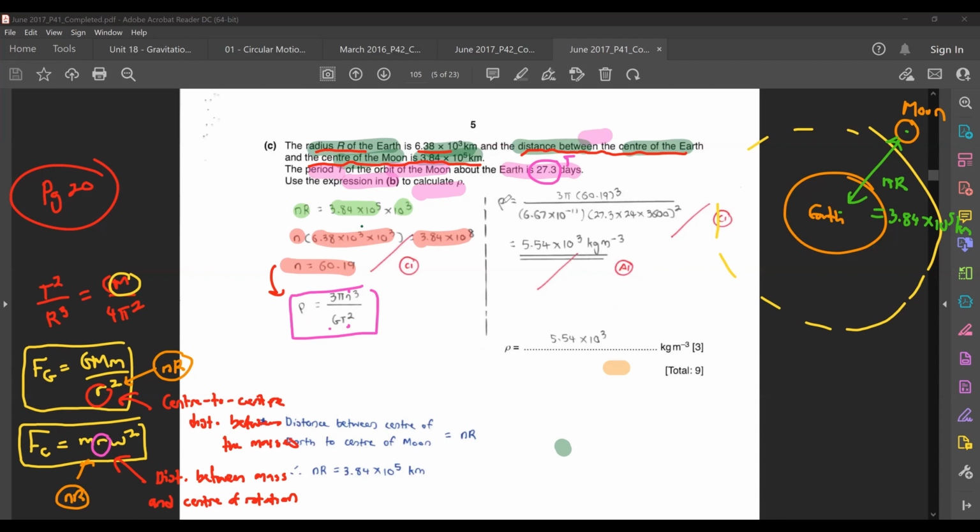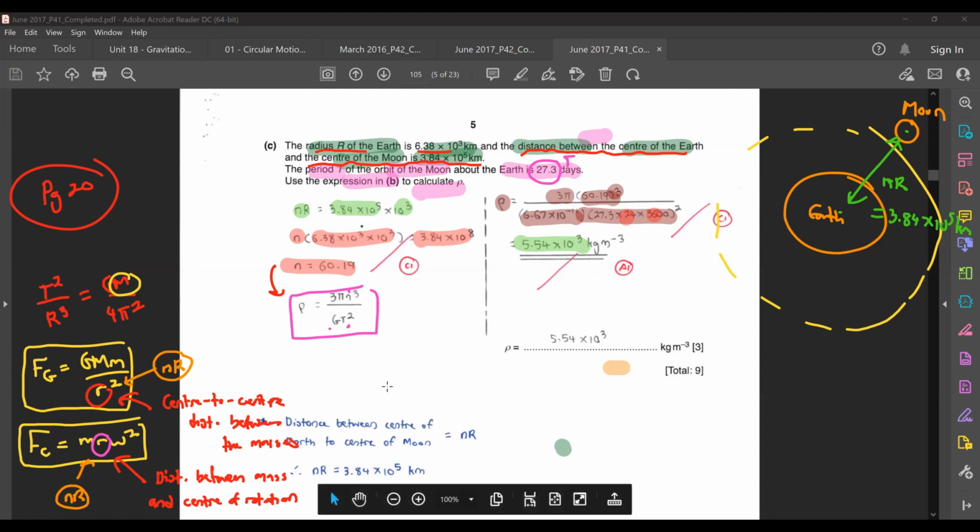Rho is 3 pi times 60.19 cubed divided by 6.67 times 10 power minus 11 and 27.3 times 24 times 3,600 squared. Days, you need to remember to change to seconds. You multiply with 24 hours, multiply with 3,600 seconds. So eventually your density will be 5.54 times 10 power 3 kg per meter cube.